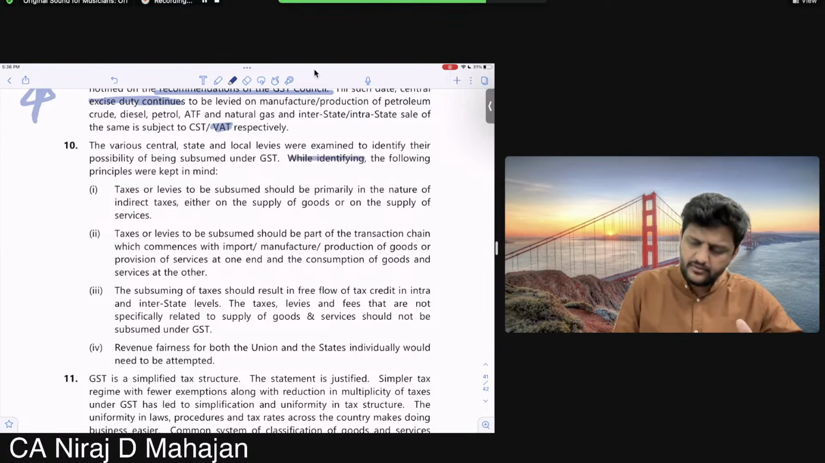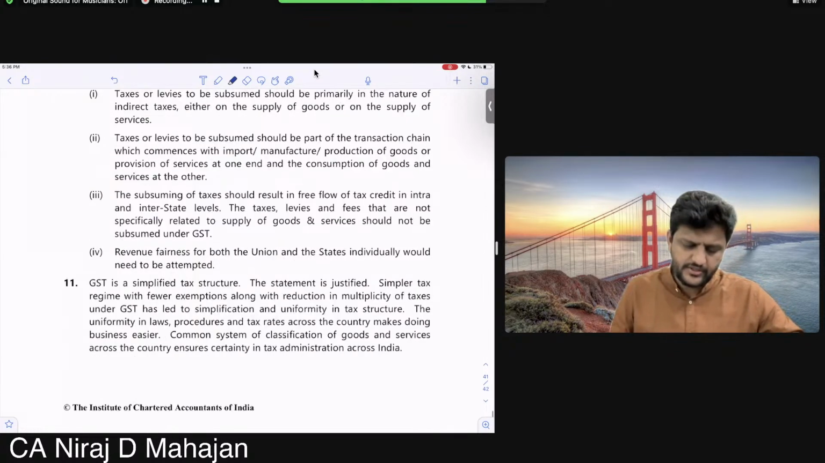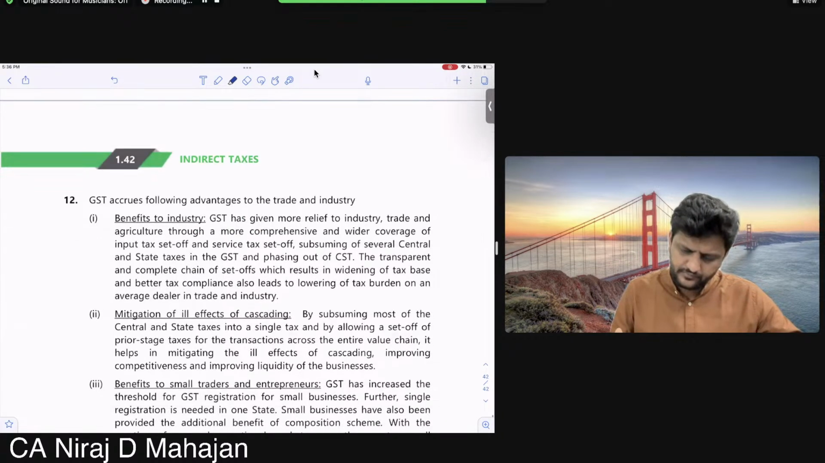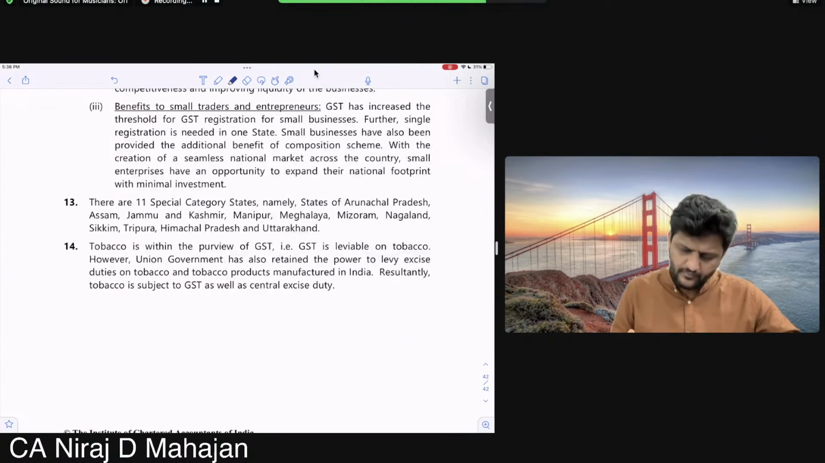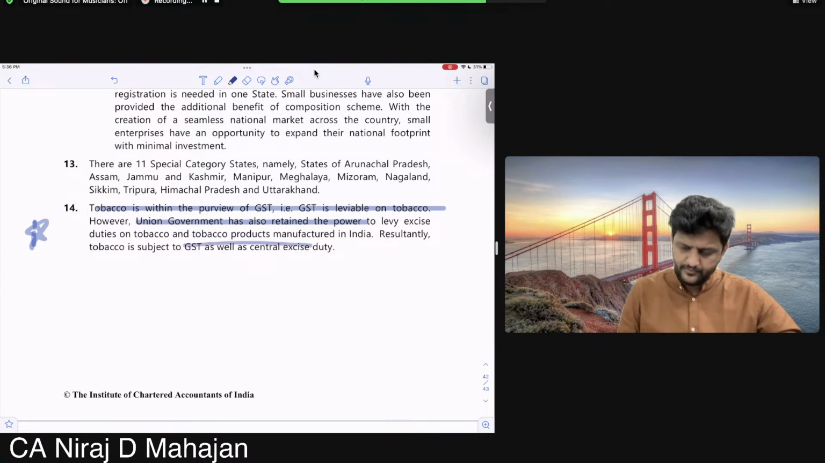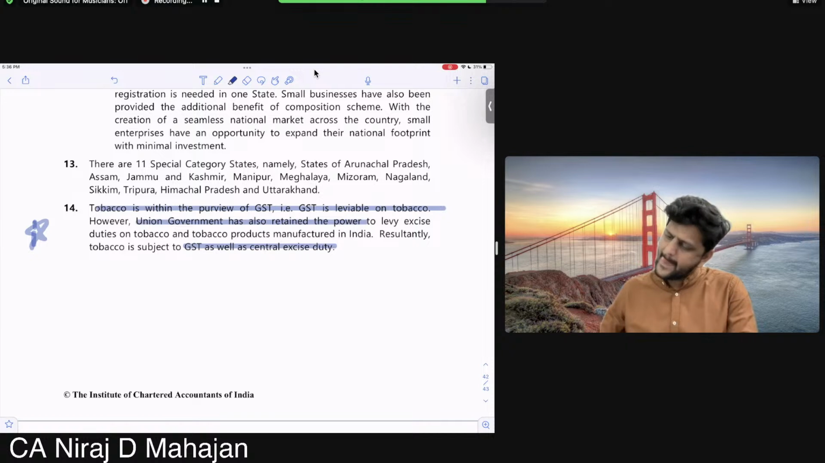What principles have to be kept in mind for merging or subsuming these taxes with GST? Tobacco is within the purview of GST, but even the Union government has retained the power to levy excise duty on tobacco and tobacco products. Resultantly, tobacco is subject to GST as well as excise duty. Okay children. Done.